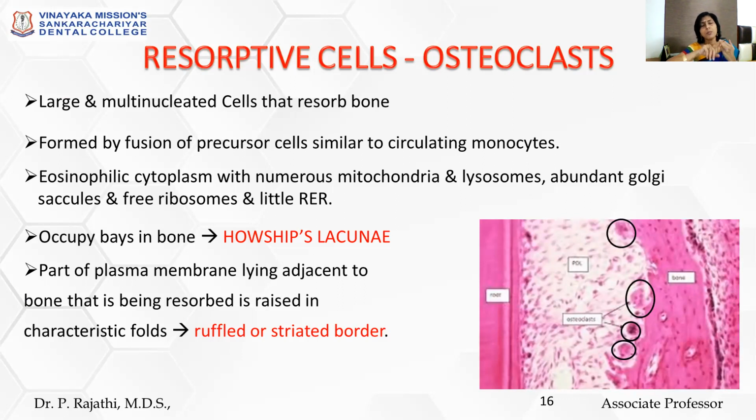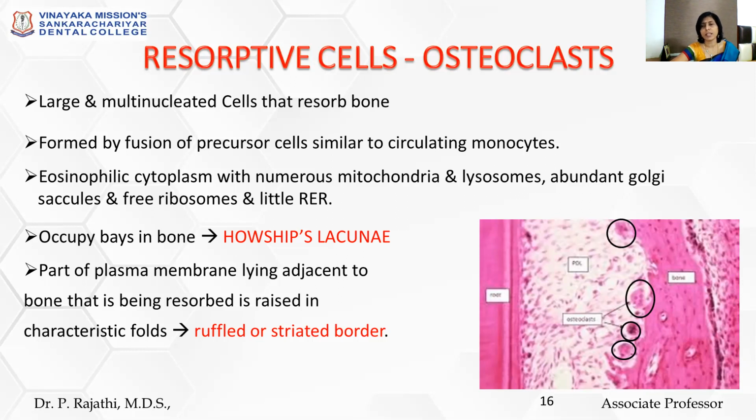How is this formed? Monocytes fuse together to form these cells. So it is formed by fusion of precursor cells, similar to circulating monocytes. That is one theory of how osteoclast cells are formed. So osteoclasts are large, multinucleated cells that resorb the bone. They are formed by fusion of precursor cells similar to circulating monocytes. This cytoplasm, if you see, is eosinophilic, right? Eosinophilic cytoplasm with numerous mitochondria and lysosomes.